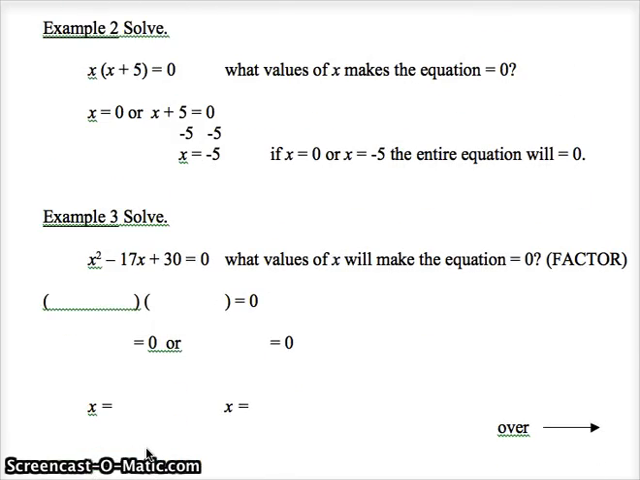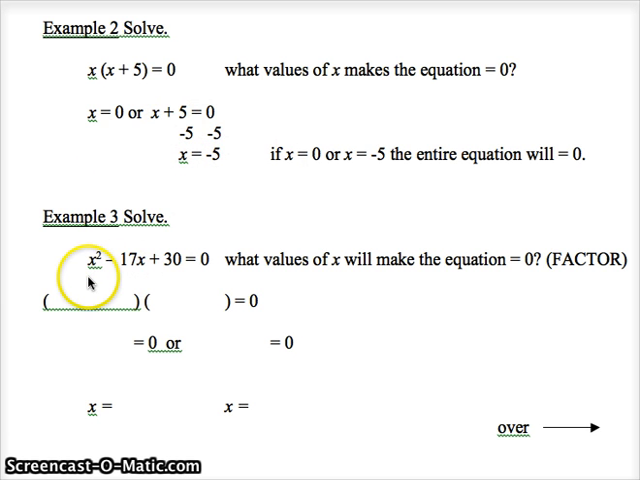So remember that it's also possible to have one of our brackets be a single variable. So in example 2, x times x plus 5 in brackets, what would make those values equal 0? We have to remember that when we have just a single x, that is still one of our factors. So if x has a value of 0, we would have 0 times the bracket. The other option is that x plus 5 can equal 0, so therefore x could be a negative 5. So again, we still have two x values that would make the entire equation equal 0.